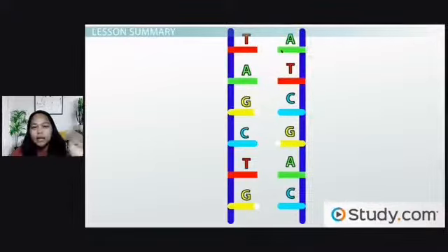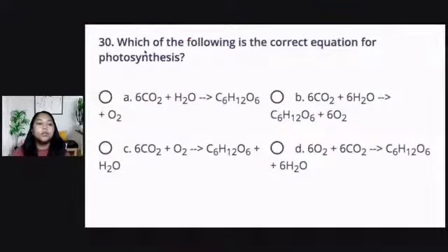Partner nyo yung adenine with thymine, thymine with adenine, guanine with cytosine, and so on. Okay? We go to number 30. Which of the following is the correct equation for photosynthesis? Okay, you have the different equations there.